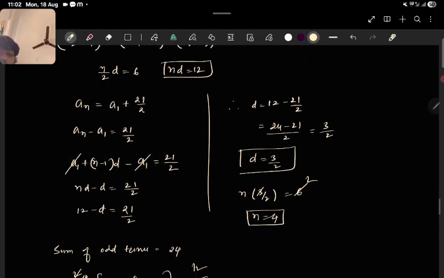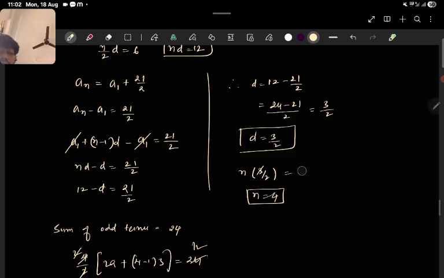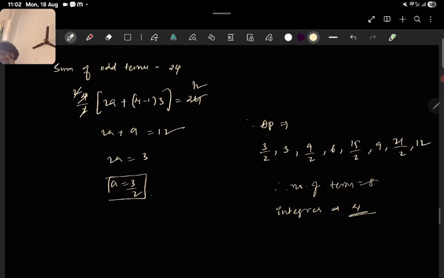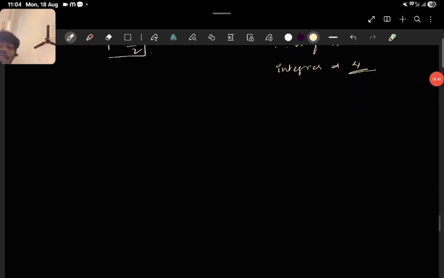Okay now, nd is equal to 12, right? Nd is equal to 12, so it will be 8. Yeah, odd terms will be 4. This is how the question is. Okay, let us look into one more question.